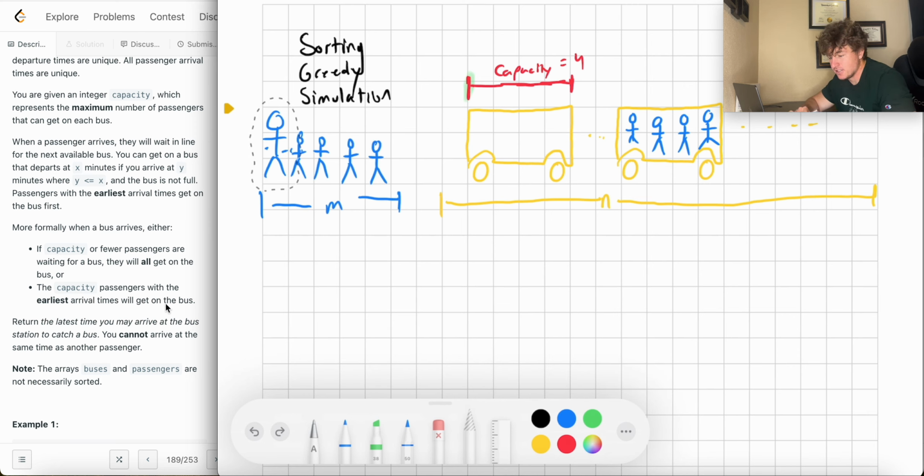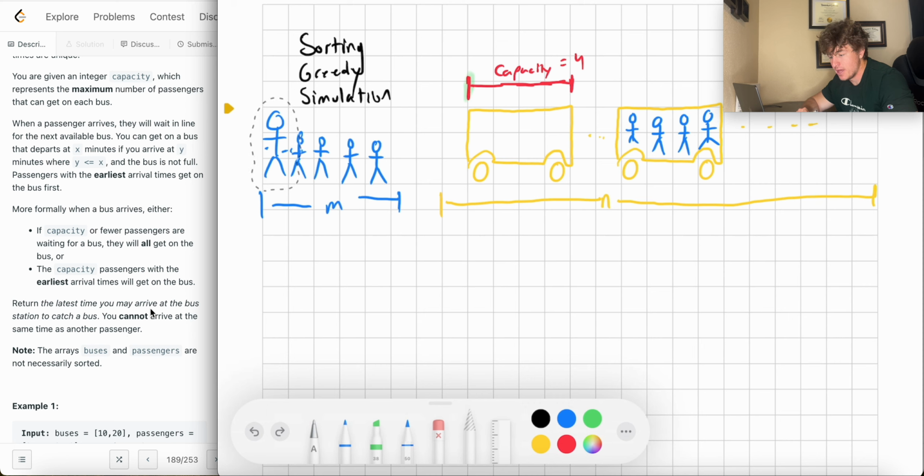The capacity passenger, okay. Return the latest time you may arrive at the bus station to catch the bus. Okay, so here's where the greedy approach comes into play, right? Because the latest time, it's like, when is the last moment I could bring someone in and still give them an opportunity to catch one of these buses that's departing, right? Because it's possible that if I show up too late, I'll miss the last bus. And then when I miss the last bus, because I show up so late that I get in line and I don't catch the bus, right?